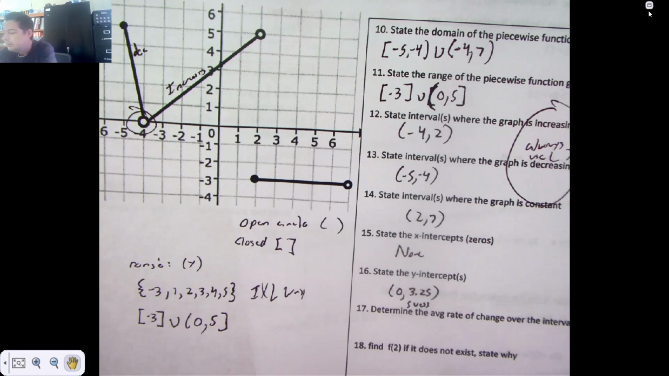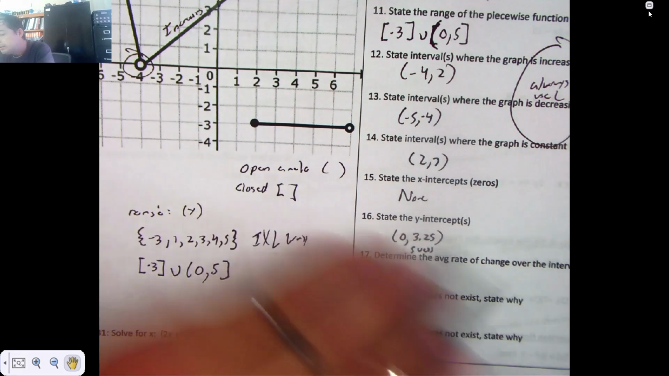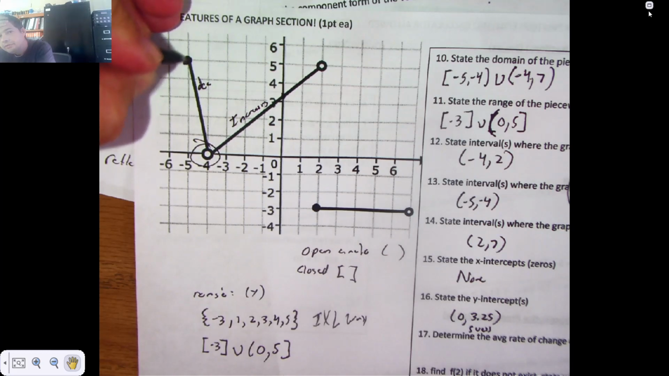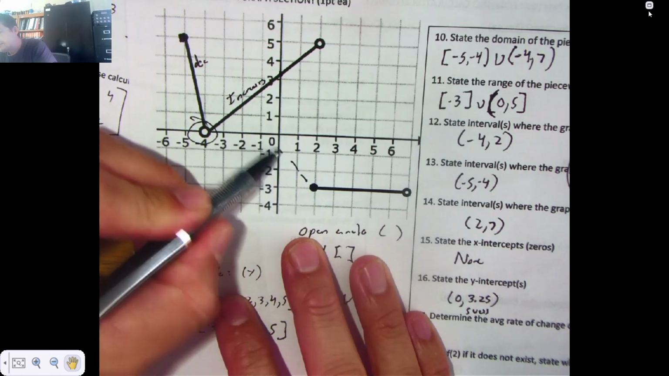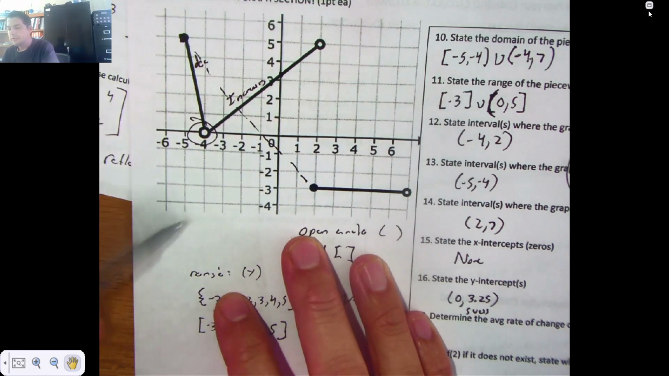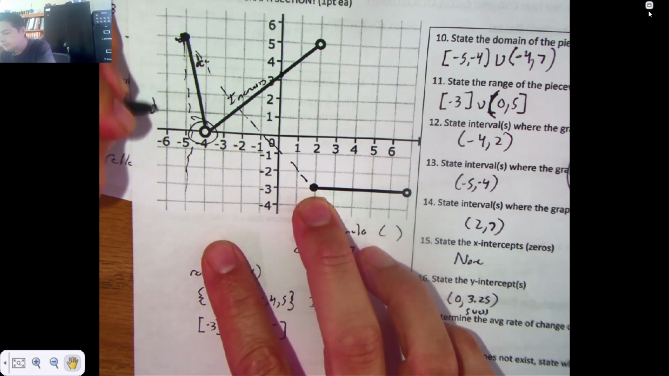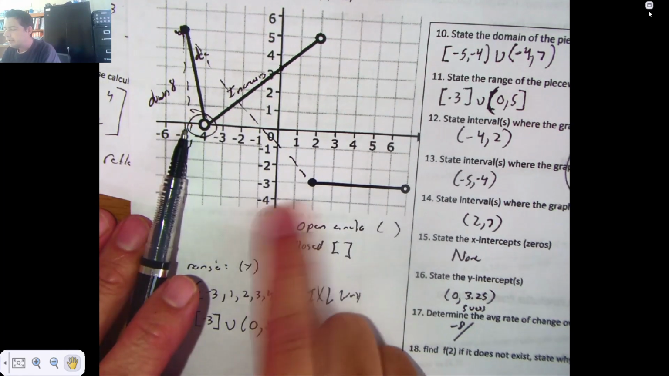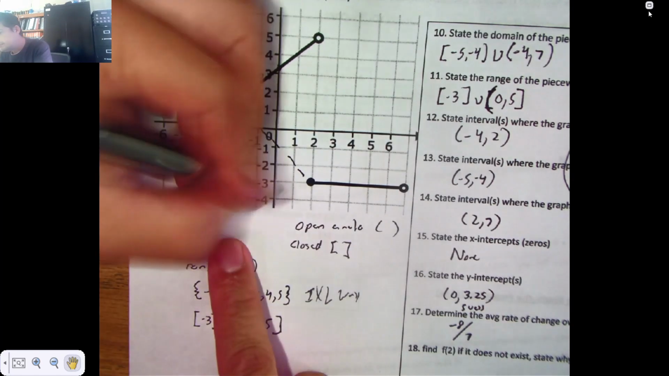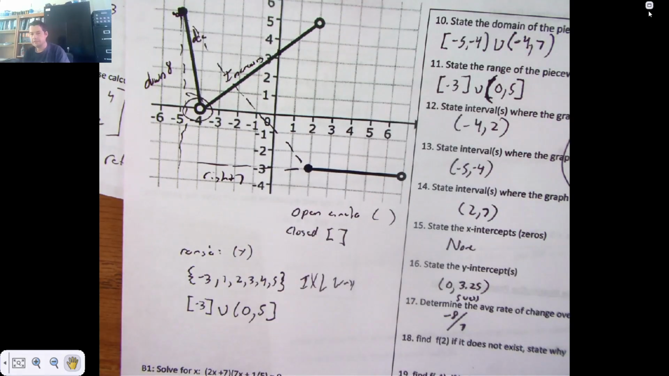Pick the closest one. Determine the average rate of change over the interval from -5 to 2. So I look at my graph at -5. I'm right here on the graph. At 2, I'm right here. So it's about this linear path right here. So I dropped from 5 to -3. I actually went down 8. That'd be negative. I went right from -5 to 2. I went right 7. Down 8, right 7. -8 sevenths.